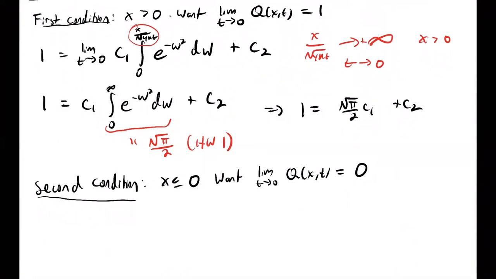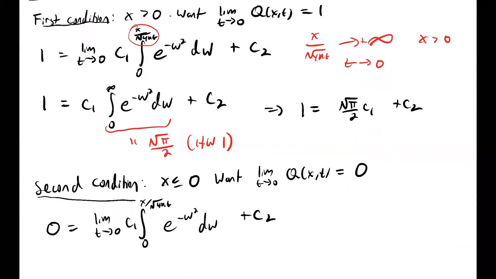And so let's just do the same thing we just saw before. So then we would need 0 is the limit as t goes to 0 of this integral of e to the minus w squared dw times c1 and then plus c2. And so this time the upper bound for the integral, since the numerator is negative or 0, is going to go to minus infinity. So let's just assume x is not 0. It doesn't change any of the arguments.